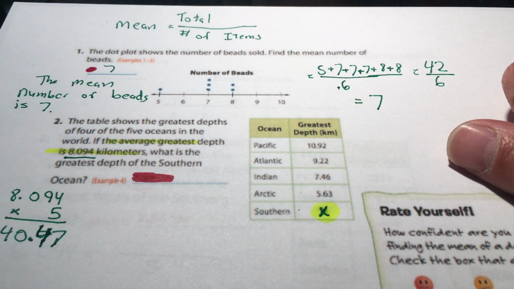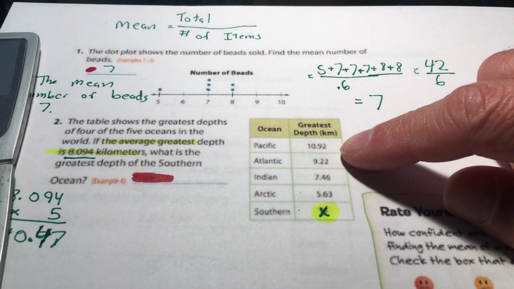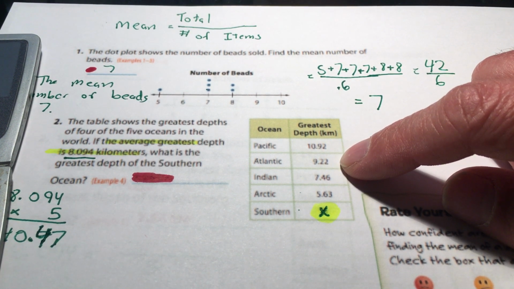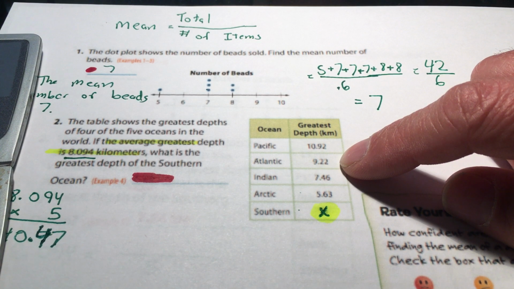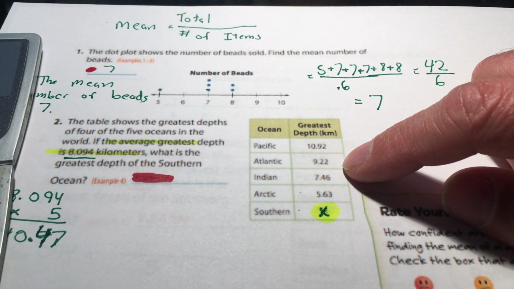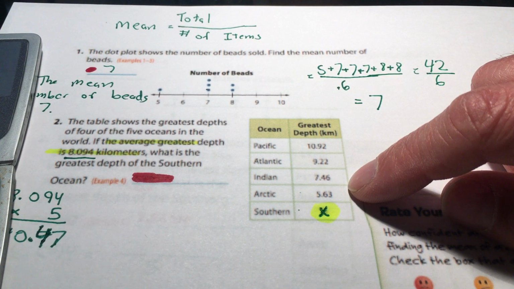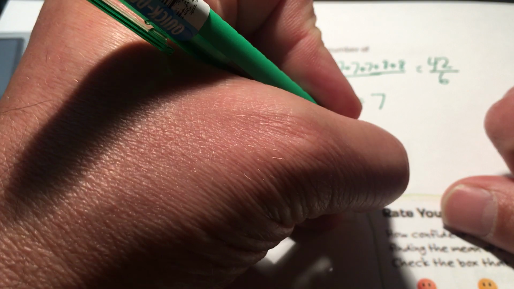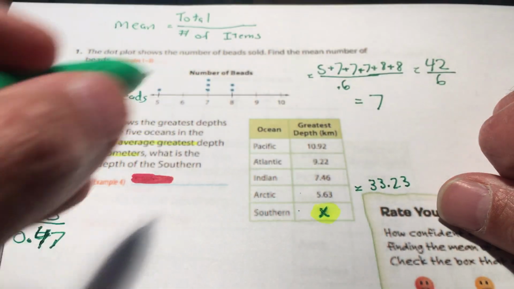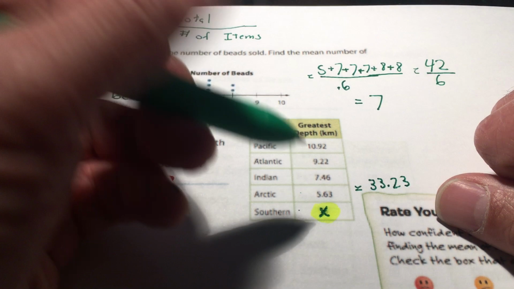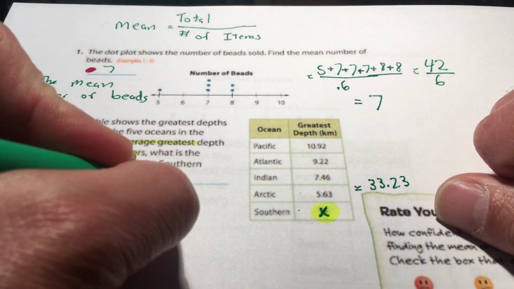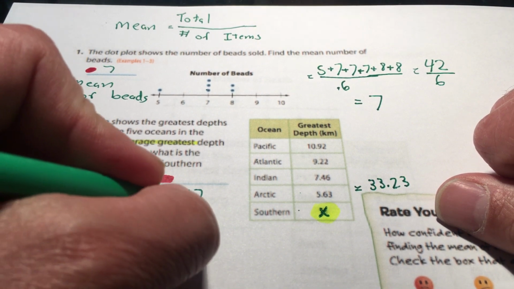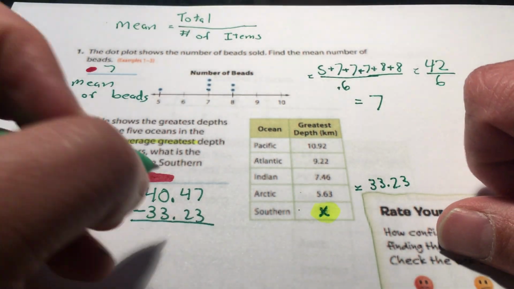So if I take the calculator again, which I'm using out to the side, go 10.92 plus 9.22 plus 7.46 plus 5.63, that equals 33.23. But it's supposed to get to 40.47. So that would be the difference of those two, the 40.47 minus the 33.23. And that would give me my remainder there.